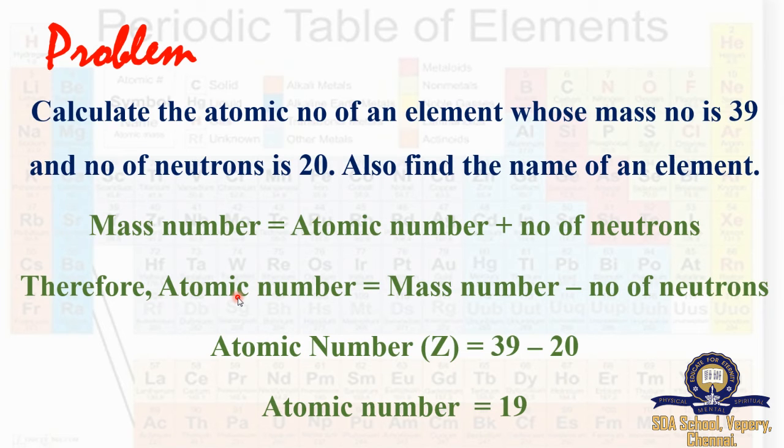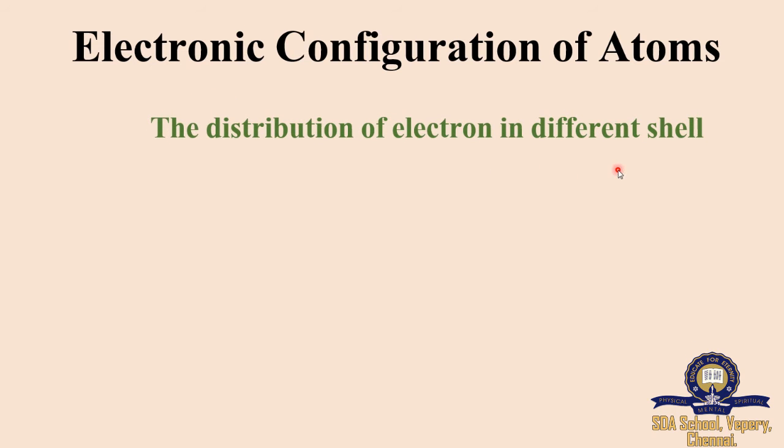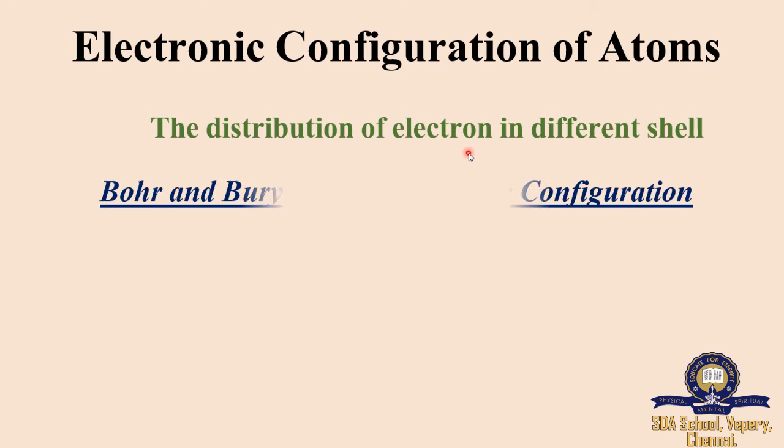Now we quickly move into the electronic configuration of atoms. As we dealt with in the Bohr atomic model, the electrons occupy different energy levels called orbits or shells. The distribution of electrons in different shells is called electronic configuration. This electronic configuration has certain rules or conditions known as the Bohr and Bury rules of electronic configuration. So let's see the first rule.